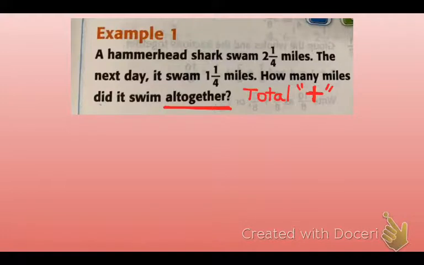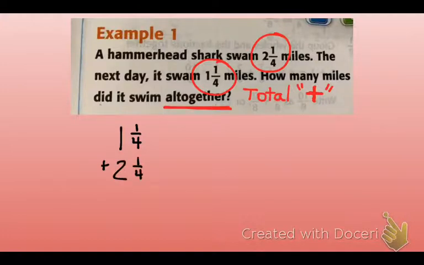Total of what? Well, he swam 2 1/4 miles, and he swam 1 1/4 mile. So, in order to solve this, let me get a black pen. We're going to go ahead and add these two together. Again, I'm going to write the whole number and the fraction, the mixed number, plus, I'm going to write the other one next to it, 2 1/4. I'm going to add those two together.